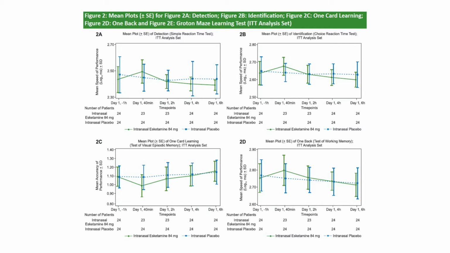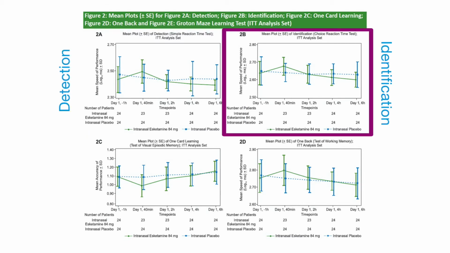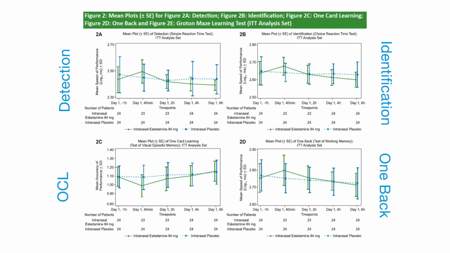What we can see is that across these 4 tests in the battery, here we're looking at the detection, identification, one-card learning in the bottom left, and one-back in the bottom right. And what we can see is that the blue line, which represents intranasal placebo, and the green line, which represents intranasal esketamine, follow quite similar trends with a minor difference.